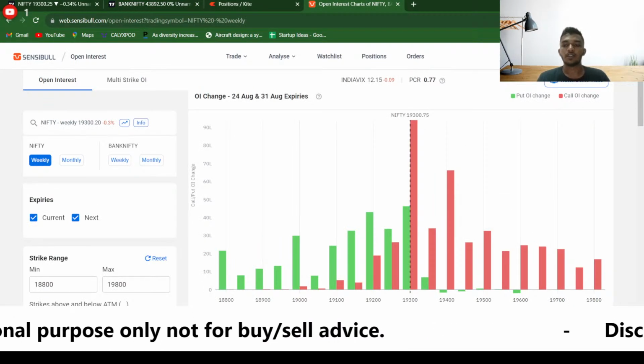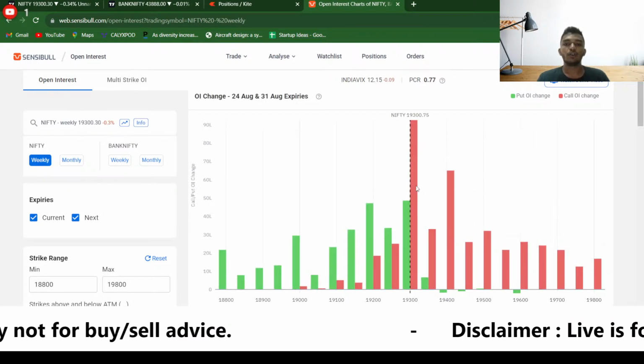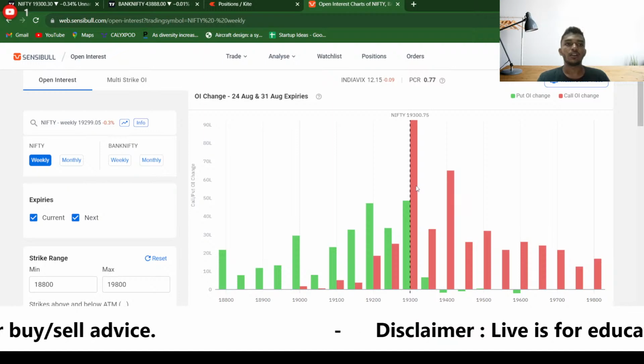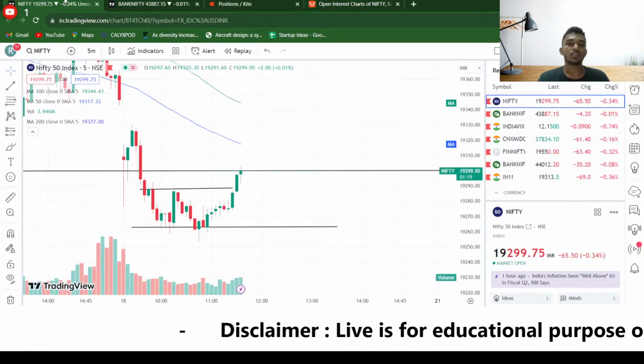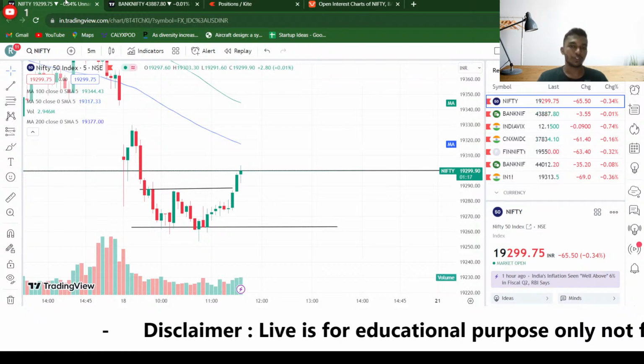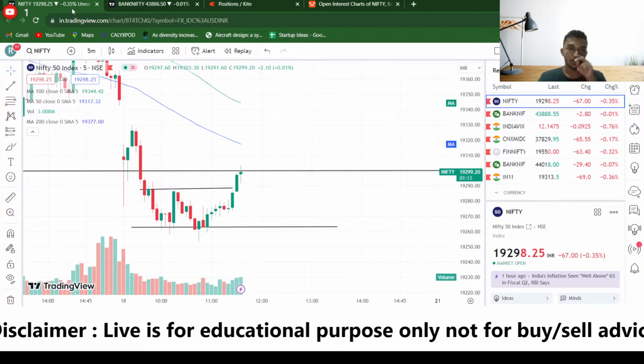Let's again take a look at the change in PCR. We do have a strong resistance on Nifty. If we break 19,300 on Nifty, then we could see a short covering. That could be a sharp short covering, or this could be a trap.